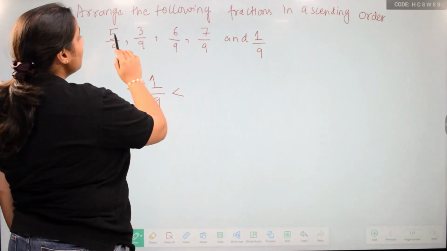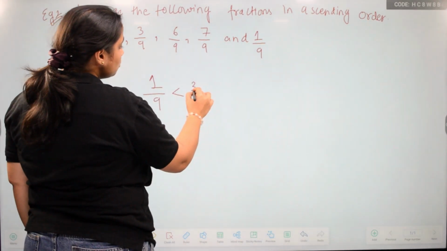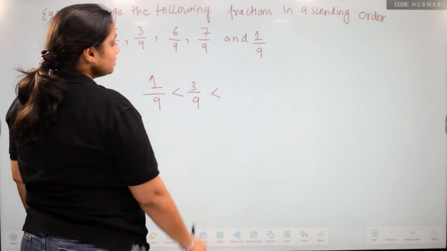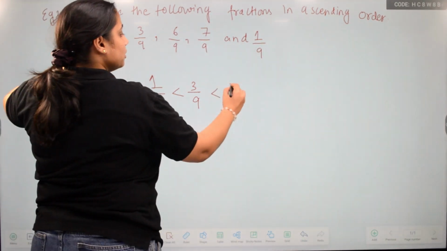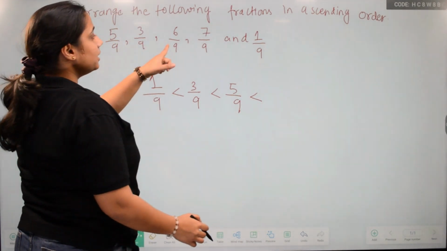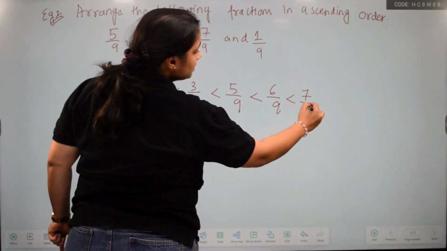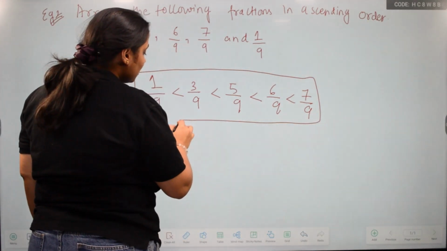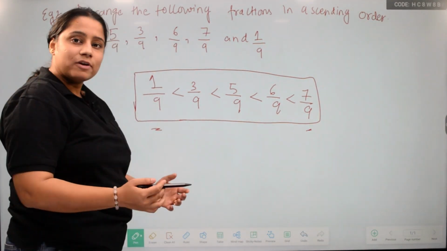Now among 5, 3, 6, 7, we have 3, which is the smallest among these numbers. So the fraction 3 by 9 will be smaller. Now we are left with 5, 6 and 7. So then 5 by 9. After that 6 and 7. 6 is smaller. Then we are left with 7 by 9. Hence this is our required ascending order. That means smallest fraction to the greatest fraction.